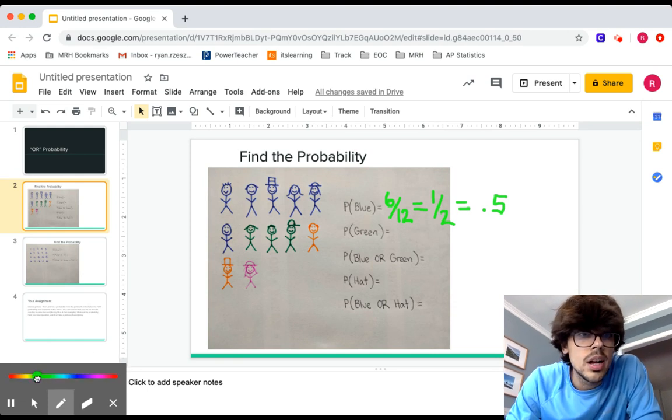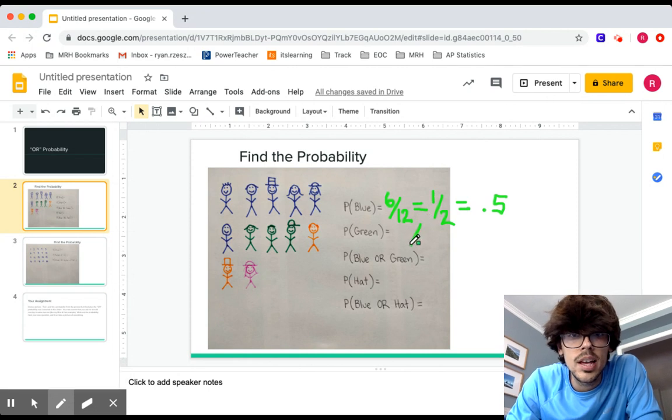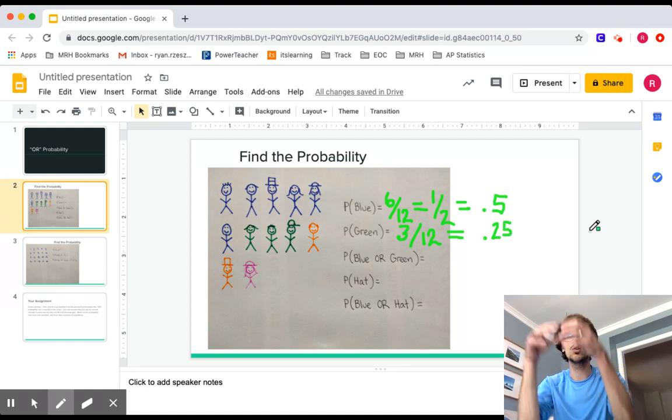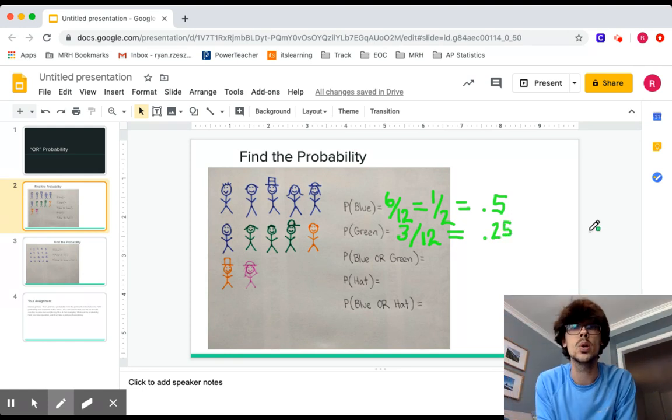So then I asked about the probability of green. And with green, we still have 12 people that we're choosing from right here. But this time, there are 3 people who are green right here. So the probability of that is 3 out of 12, or 1/4, or 0.25. So finding a probability really isn't hard when you can see all the options. You just take what you're looking for over the total.